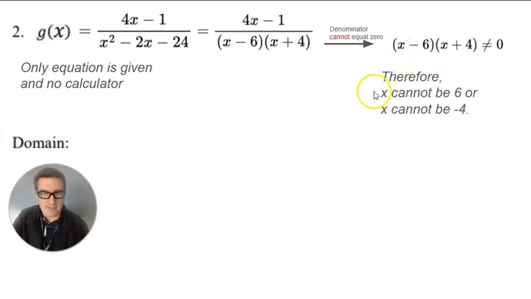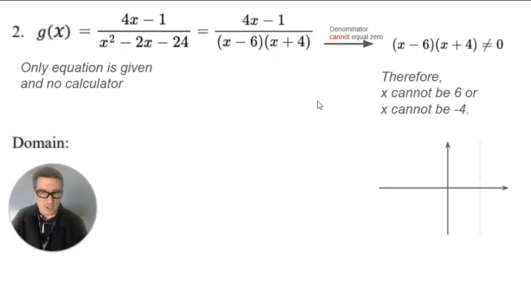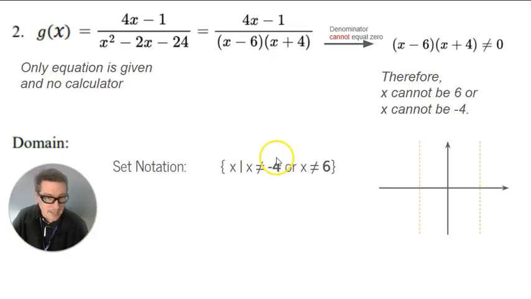I know that x cannot be 6 because that would create a 6 minus 6. And I know that x can't be -4 because that would cancel out that 4. So I have two forbidden x's. I don't know what the graph looks like. I just know that at 6 and -4, there's either an asymptote or somewhere where the function is not defined. And so the domain is simple to write in set notation. Every x such that x does not equal -4 or 6.